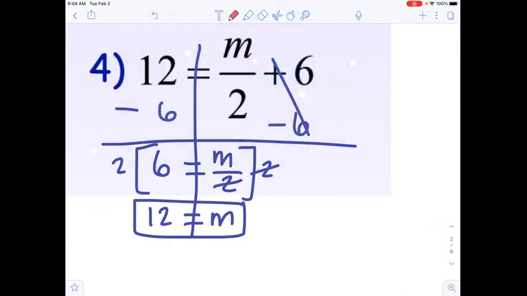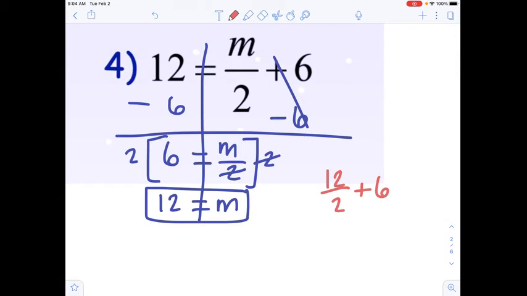What we can do for this is we can plug 12 in for m. So 12 divided by 2 plus 6 and see if we get 12. Well, 12 divided by 2 is 6. And 6 plus 6 is 12. So check, our answer is correct.